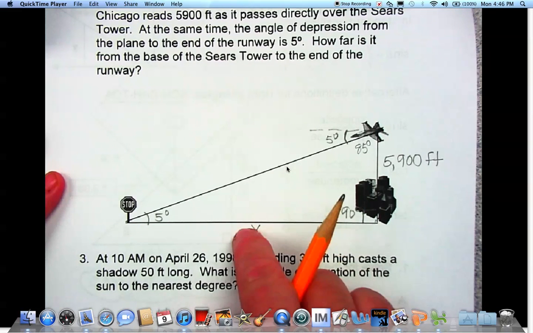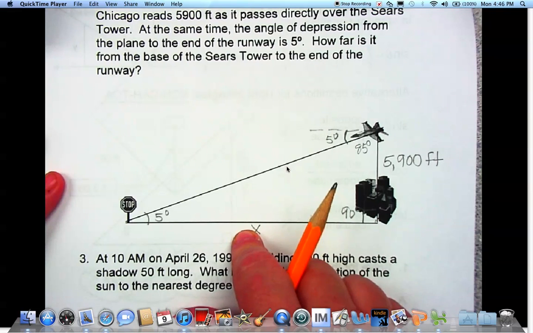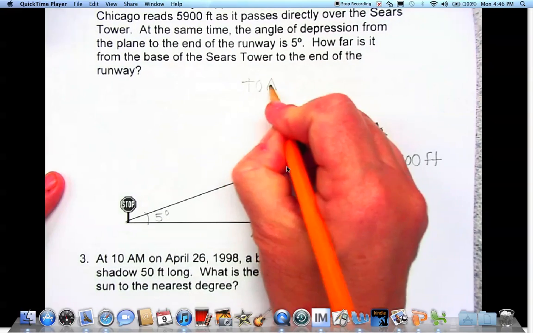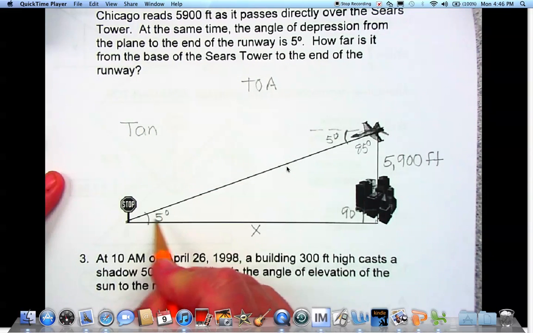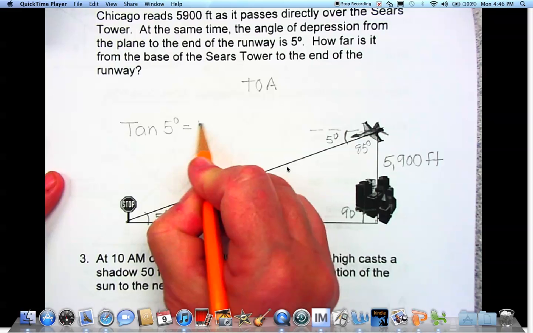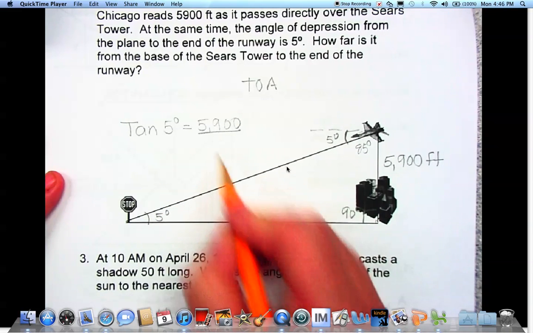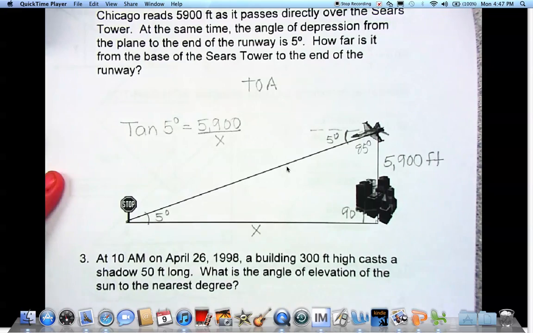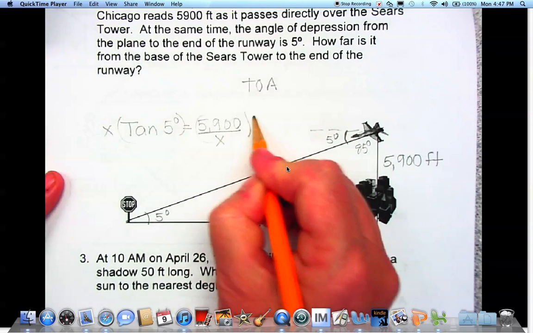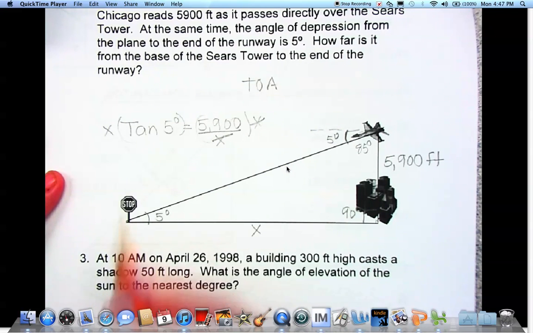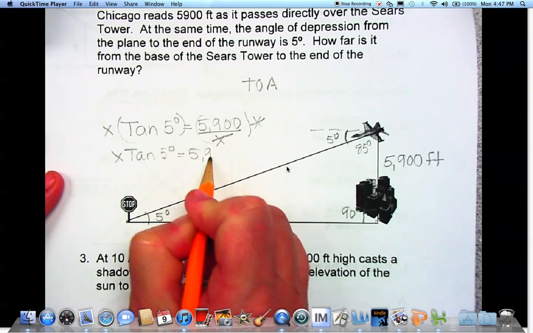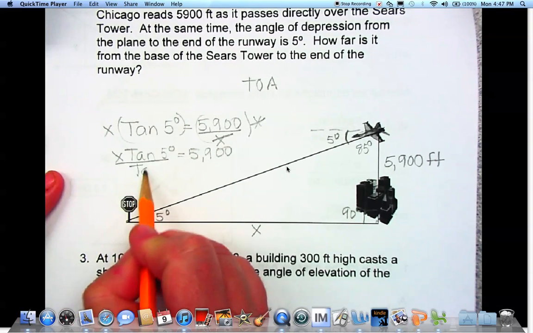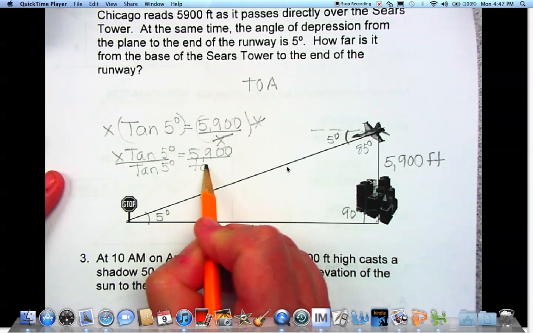So Y over X is tangent. Or if you want to think about it this way, this is the opposite. We need the adjacent. TOA would be tangent, opposite over adjacent. So we're going to do tangent of 5 degrees equals 5,900 over X. Okay, we'll multiply both sides by X. X is canceled. Okay, so we have X tangent of 5 degrees equals 5,900.